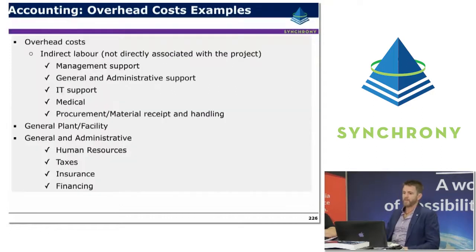that are being run. So overhead costs include indirect labour, not directly associated with the project, such as management support, general and administrative, IT, medical. Sometimes procurement and material receipt might be regarded as an overhead cost. Sometimes it might be regarded as a project direct cost. General plant and facility, general and administrative, HR, taxes, insurance, financing, some of those sorts of areas.